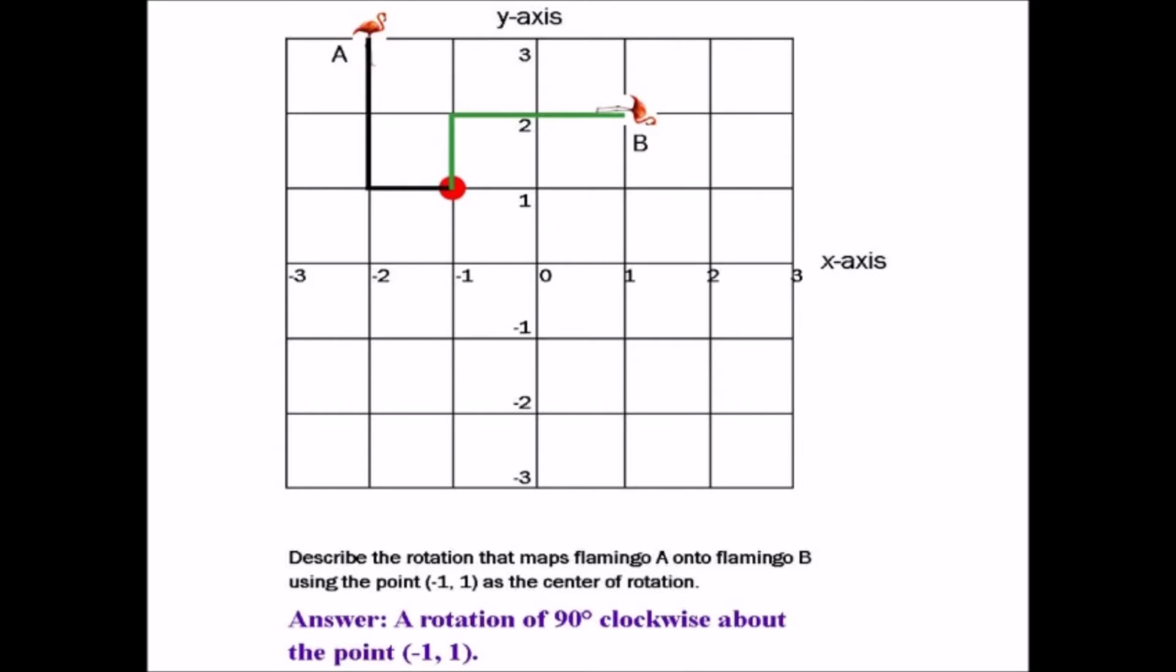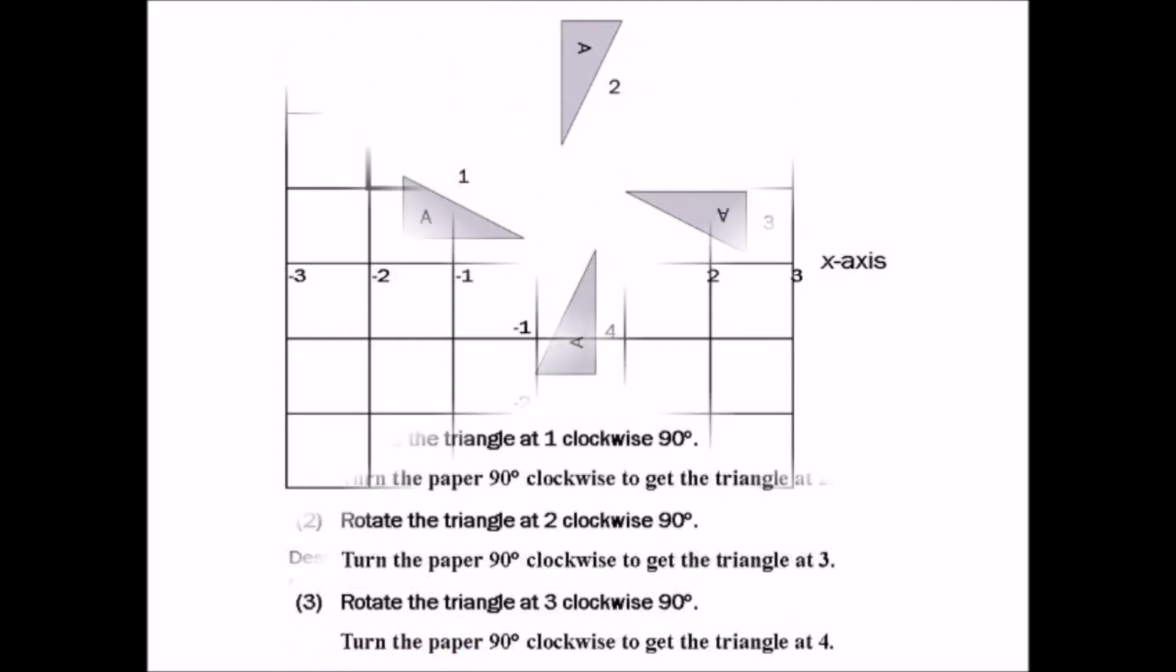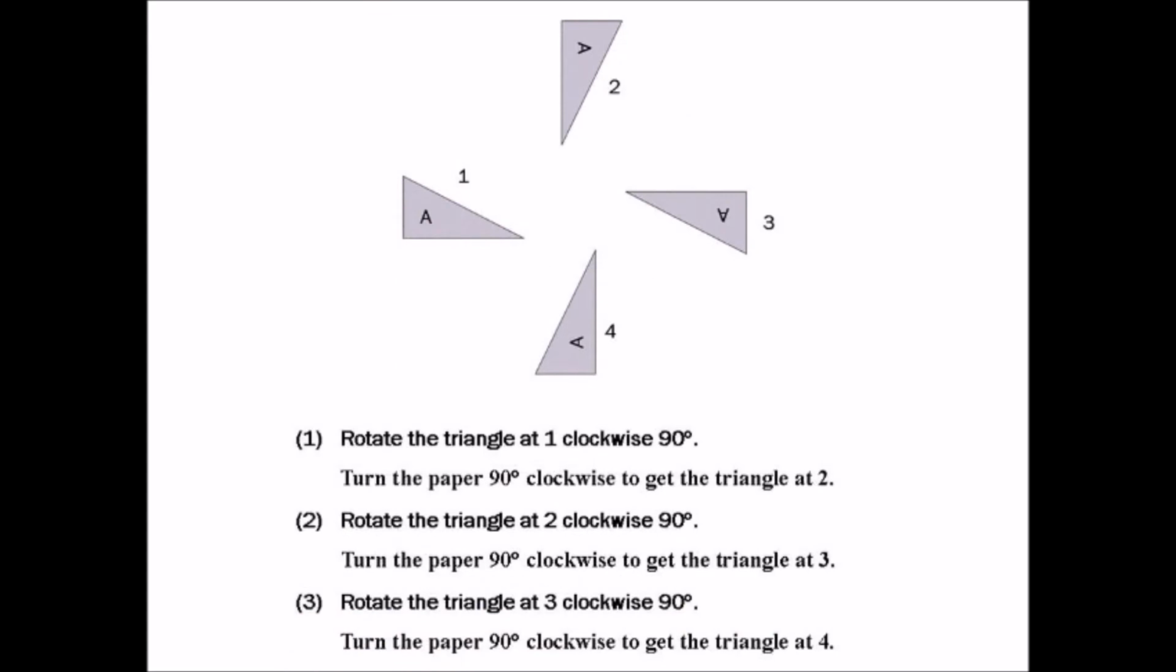So that one would be a rotation of 90 degrees clockwise, because we're in the top two quadrants and we had to go right. A rotation of 90 degrees clockwise about the point -1, 1. Remember, you say what number of degrees it is, and if it's the turn clockwise or anti-clockwise, counterclockwise, and from the center of rotation. That's how you have to describe it.